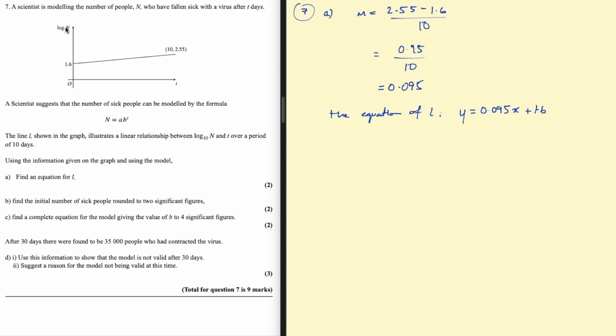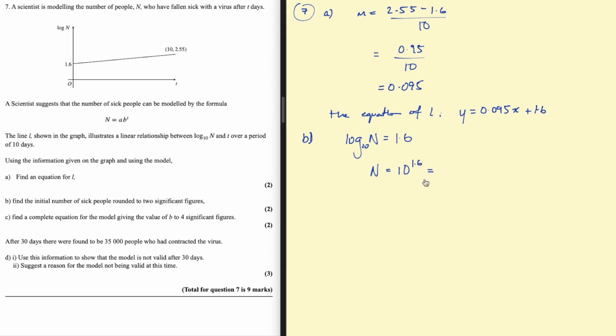Part B says find the initial number of sick people rounded to 2 significant figures. Remember, this 1.6 is log of n, and n is the number of sick people. So for part B, we can start by saying log base 10 of n is equal to 1.6. Then we would want to solve this for n. So raise everything to the power of 10, and we will have our answer. So log base 10 of n raised to the power of 10 is just n, and then we get n equal to 10 to the power of 1.6.